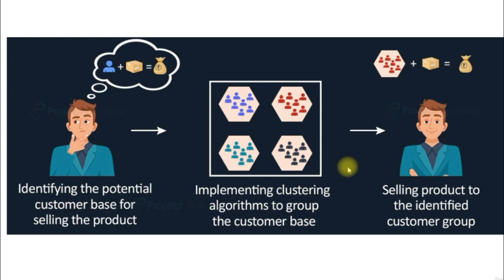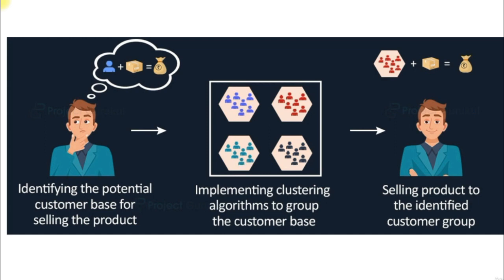And then once we are done creating clusters, we can sell the product to the identified customer group. Let's say we have a large database of 100 consumers, and we have the data about their spending habits, income, their gender, and credit score, etc. Based on this data, we created a few different clusters. Let's say cluster A has the people with very lavish spending habits, and they have a high credit score.